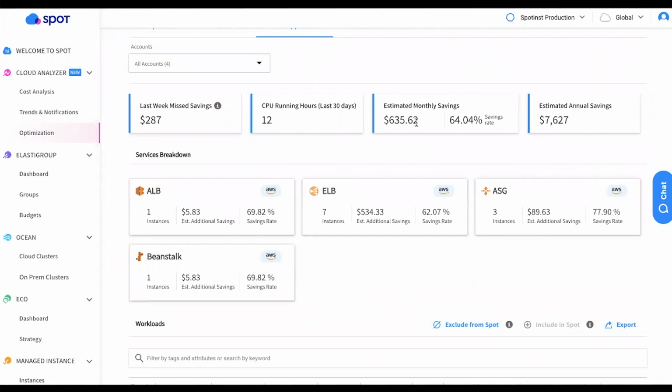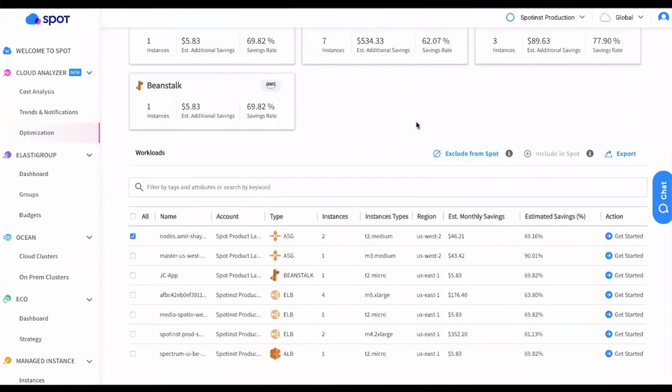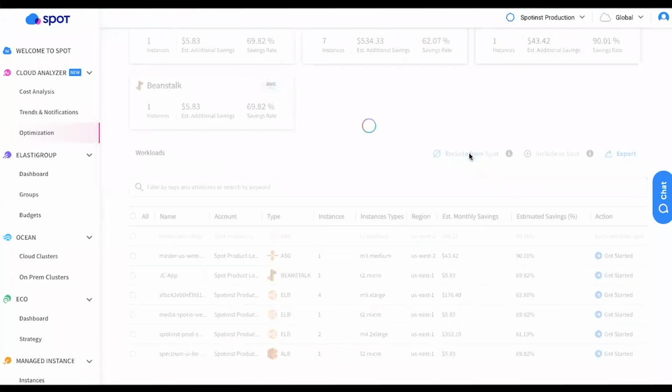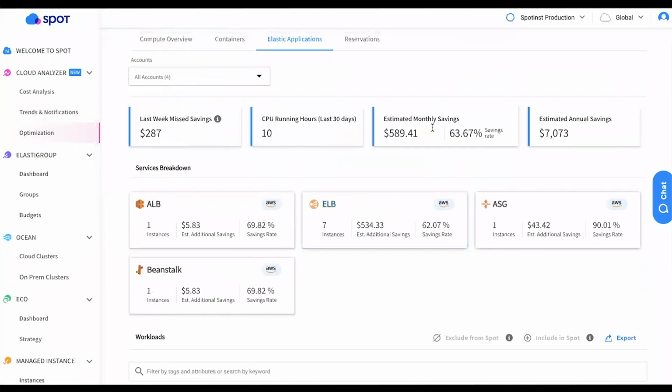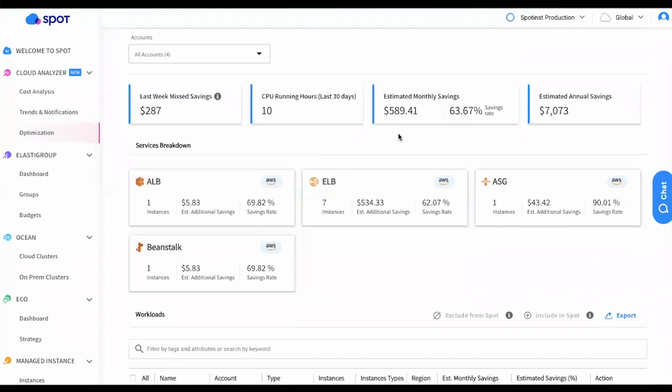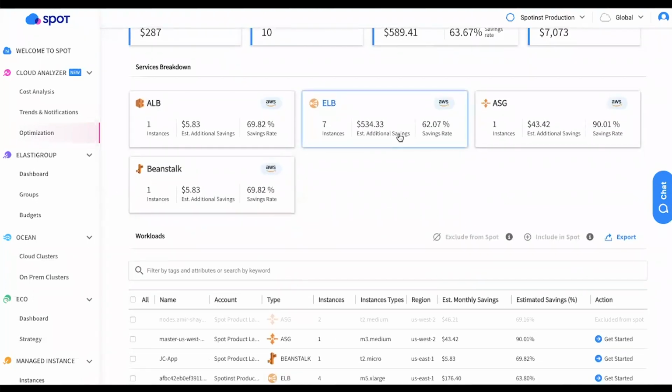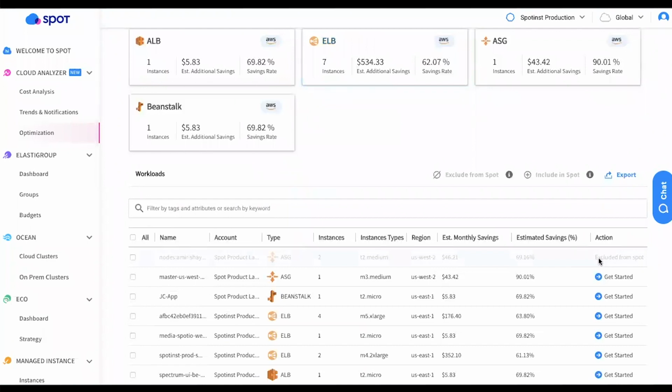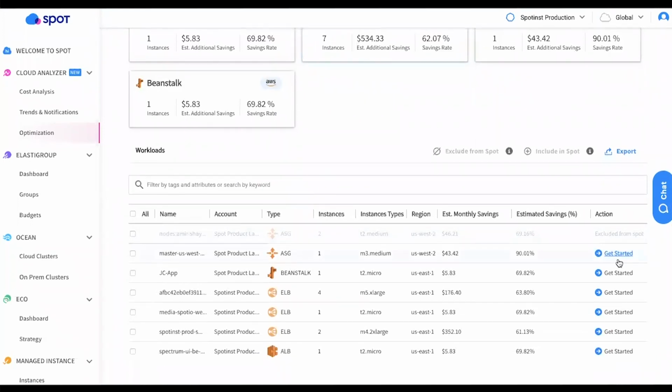Over here, we're talking about 635 estimated monthly savings. As soon as I go ahead and exclude this, it's now going to drop below 600, down to 590 or something. Yeah, here you go. So the estimated monthly savings are now 589 because I've excluded that particular workload, and I'm telling Spot, I'm not interested in this running on Spot instances, so we're not going to bother you. For reporting purposes, we're taking it out. And as you can see, it's all grayed out, so no one will accidentally go ahead and run this on Spot instances. On the other hand, if there is a workload that you want to run on Spot instances, all you need to do is click get started, and we'll take care of the rest.